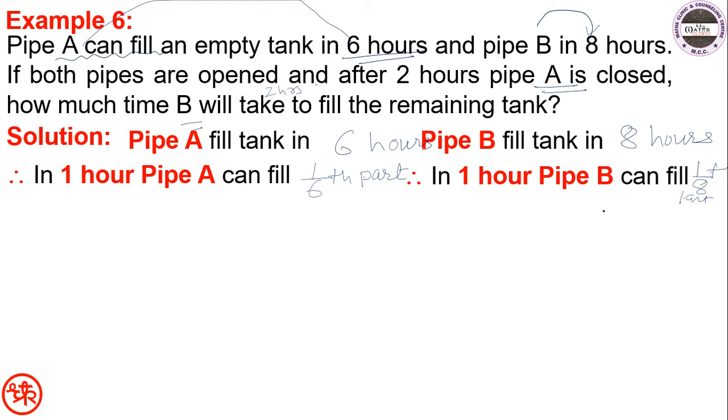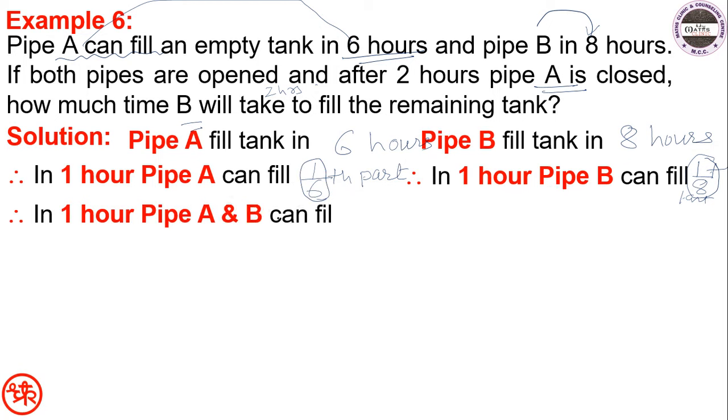Is that clear? So that is 1 by 8. And here, 1 by 6 part. Is that clear? Now, therefore, in 1 hour, pipe A and B can fill the tank. How much? 1 by 6 plus 1 by 8. And that is equal to how much?